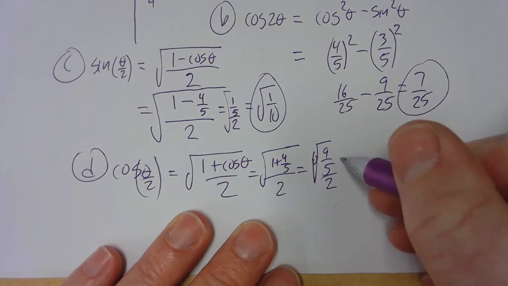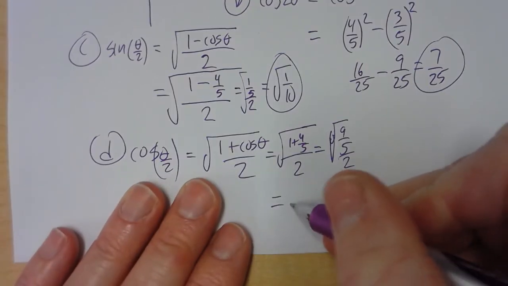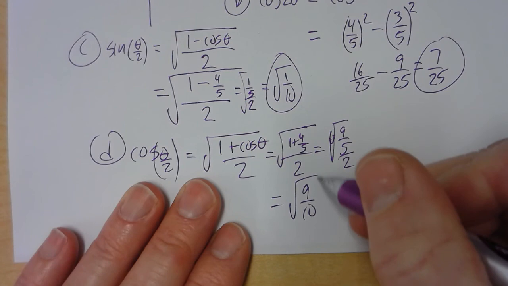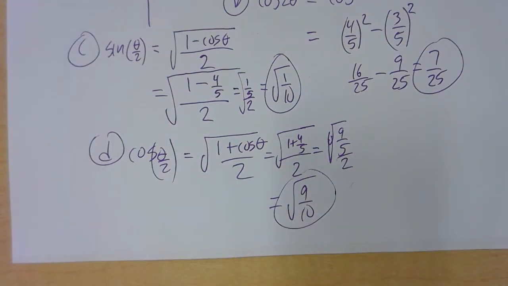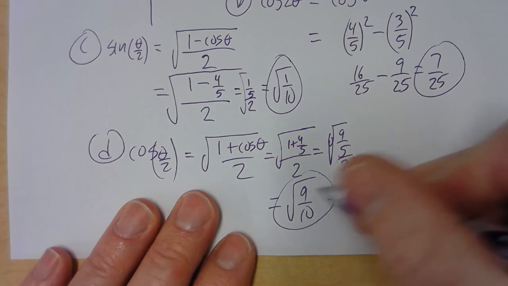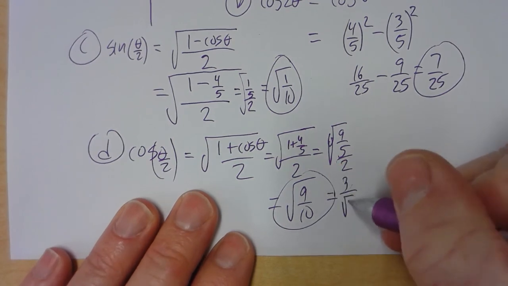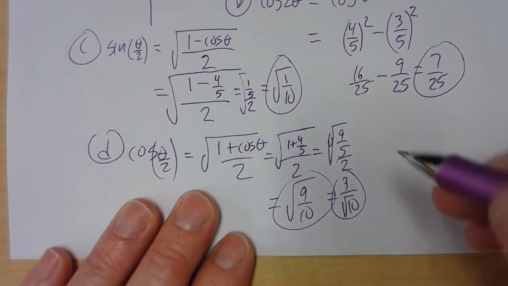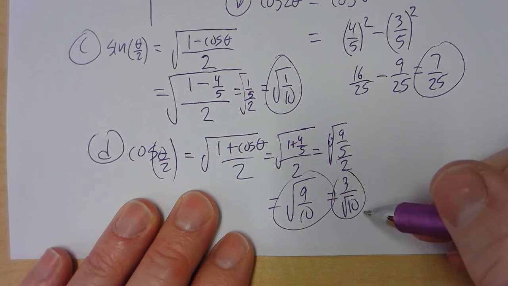So that'd be 9/10. So it'd be a square root of 9/10. And then of course you could rationalize the denominator and all that business. So what would this be? 9, you can take the square root of, so it would be 3 over the square root of 10. You could rationalize the denominator, make it 3 radical 10 over 10.